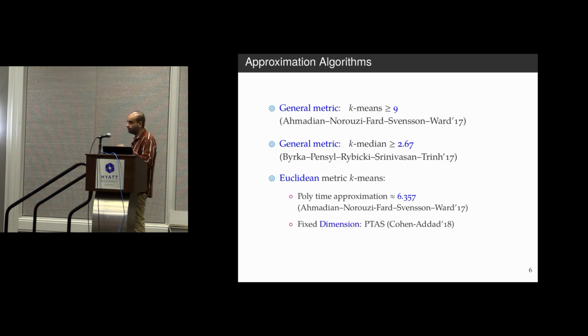And if you fix the dimension to be some constant, then you have a polynomial time approximation scheme. Or if you fix k, you also have a polynomial time approximation scheme. So if you fix one of the two things to be some constant, then we have a PTAS. So with respect to approximation algorithms, we haven't completely understood it, but there is some progress.